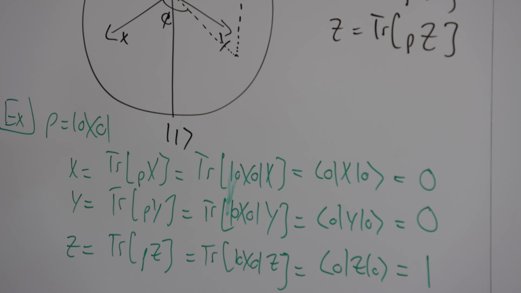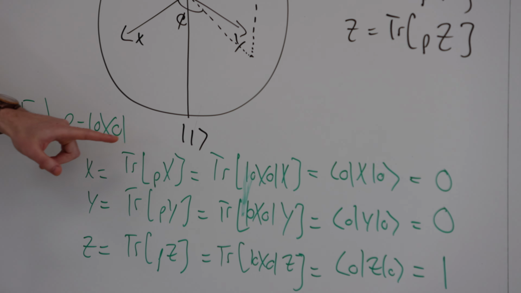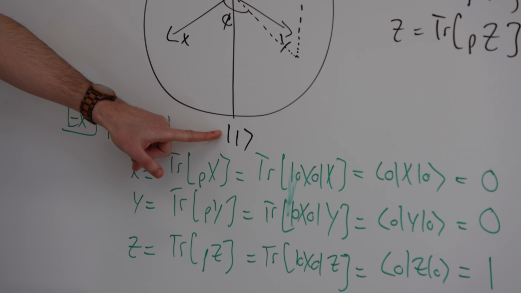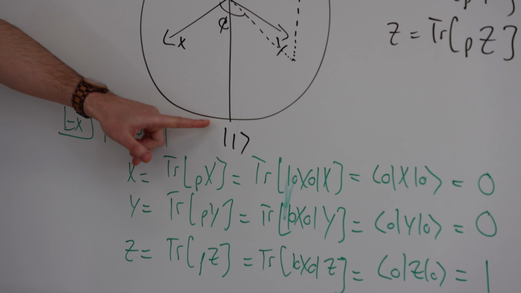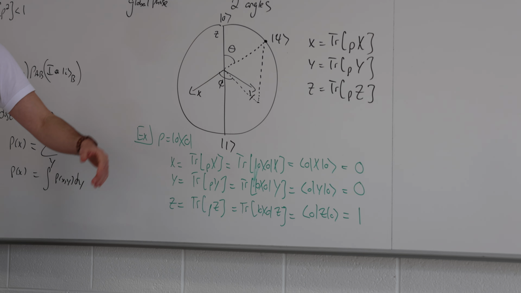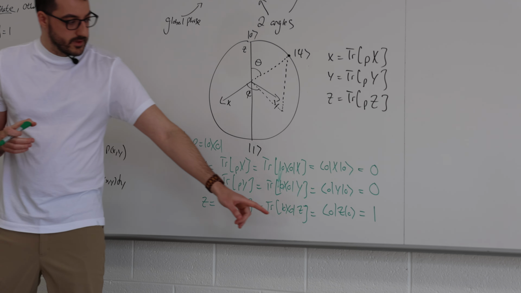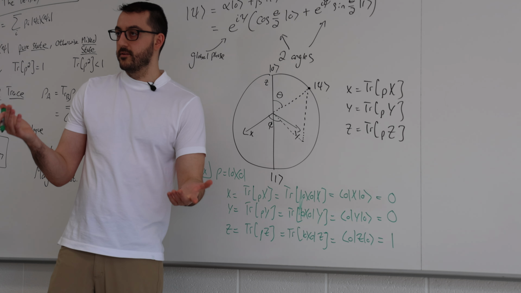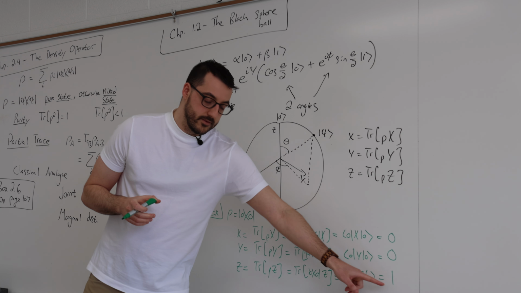The next example you might want to try is rho being the 1 state. So that's at the south pole of the Bloch sphere. So that should have a z coordinate of -1, right? And the x and y should be 0. And you could follow the same reasoning to see that that's true. For the z coordinate, Z acting on 1 will give you the -1 times the 1 state. And so that'll give you the -1 here.